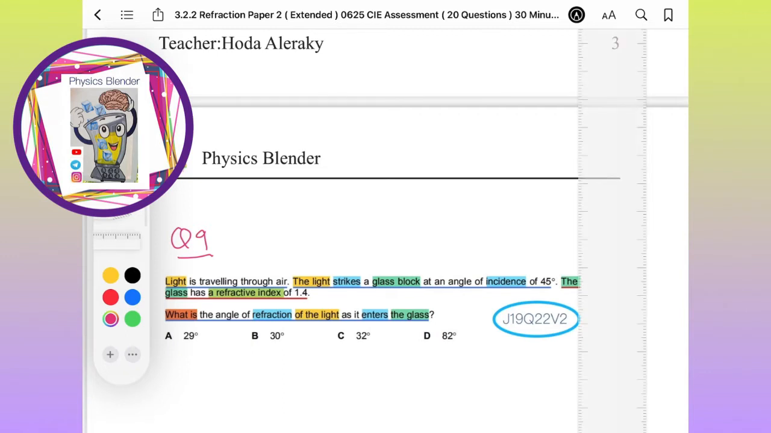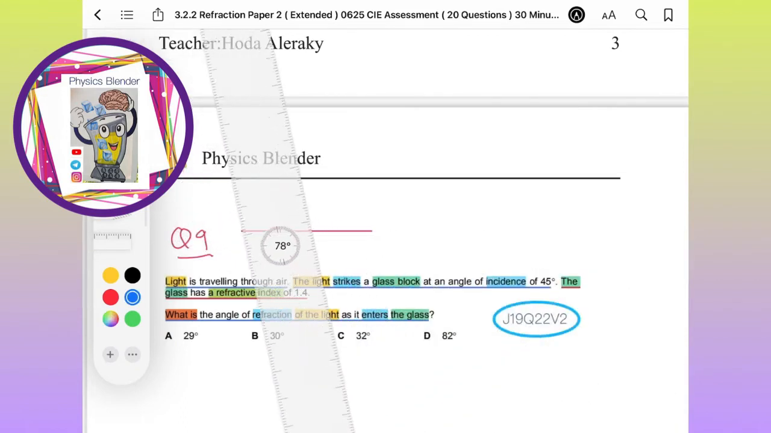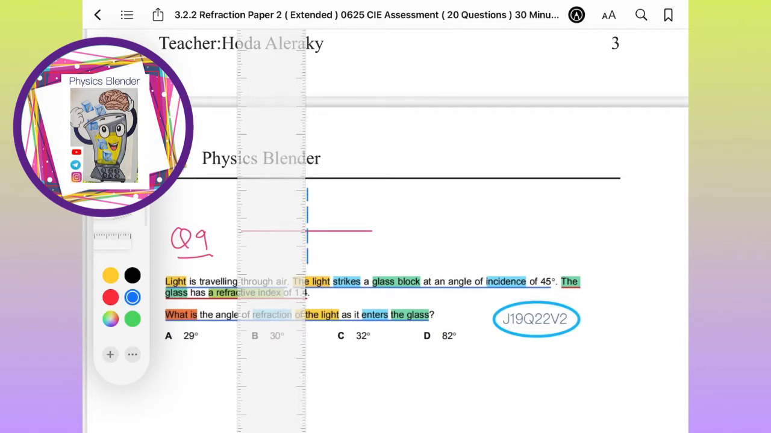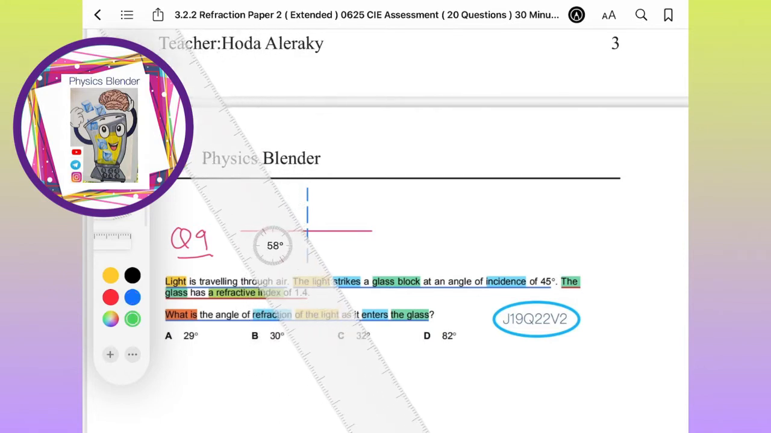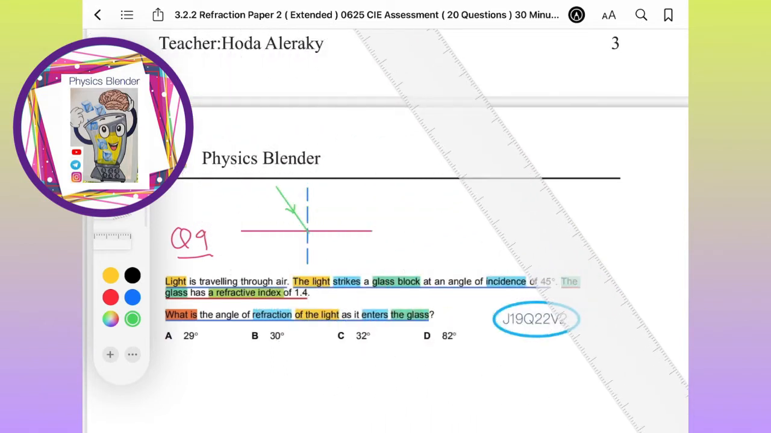Here I will draw and explain to show you how you can make sure that your answer is realistic. You have to draw a boundary here. You have to draw the normal to the boundary. The angle of incidence is 45. The light is traveling from air to glass, from less dense to denser.